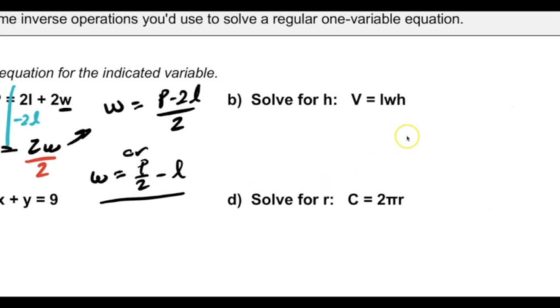Next one, I want to solve for h. Well, right now, h is being multiplied by L and W.